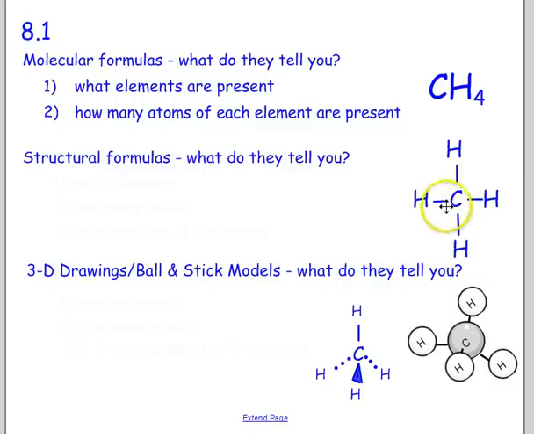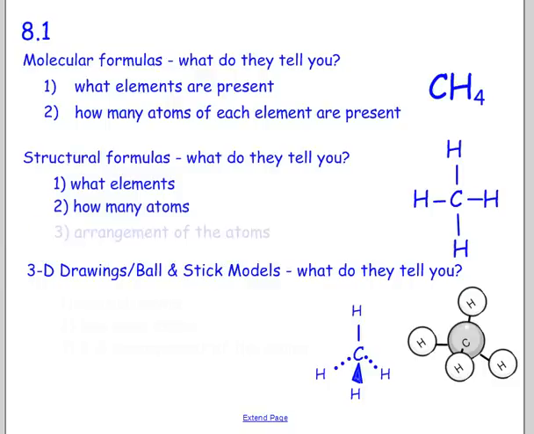This shows you that the carbon is at the center of the molecule, and that the 4 hydrogens are radiating out from that center atom. So we see the same information that a molecular formula gave us, what elements are present and how many atoms of that element, but we also see the arrangement of the atoms.